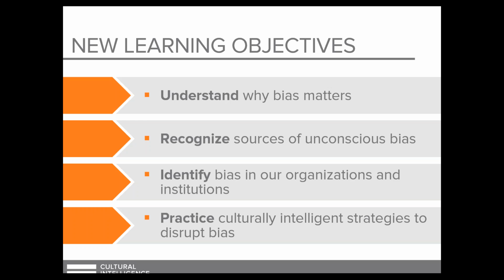The first being to help participants understand why unconscious bias matters. Secondly, help them recognize the sources of unconscious bias. Thirdly, help them identify bias in their organizations and their institutions. And then the fourth, which I think is the most important, is to allow for them to practice culturally intelligent strategies for disrupting bias.